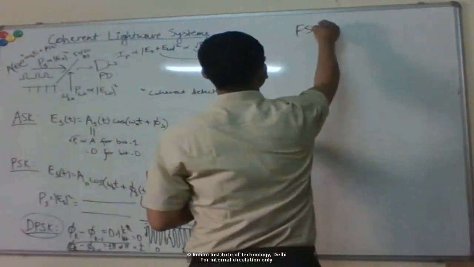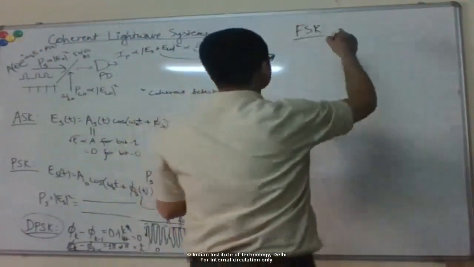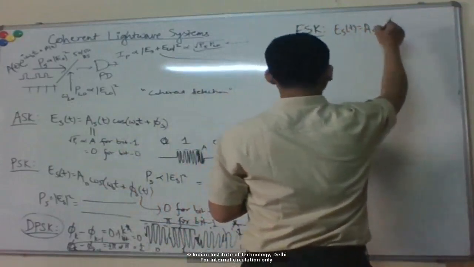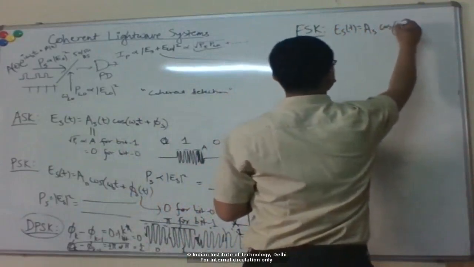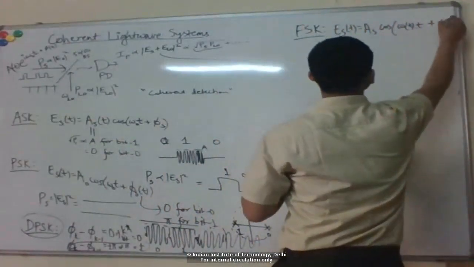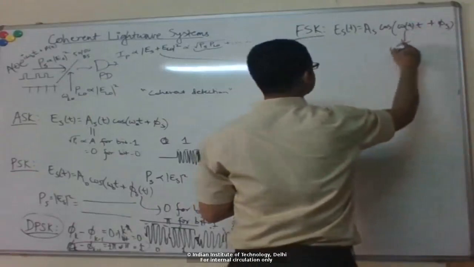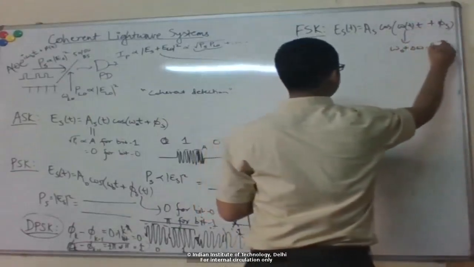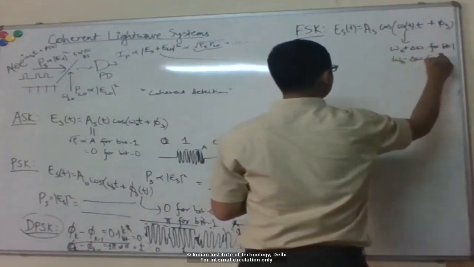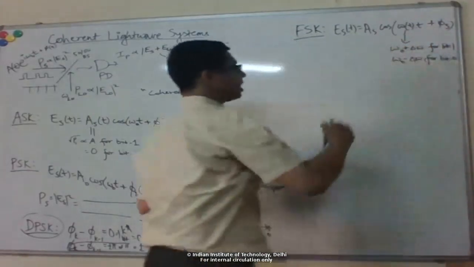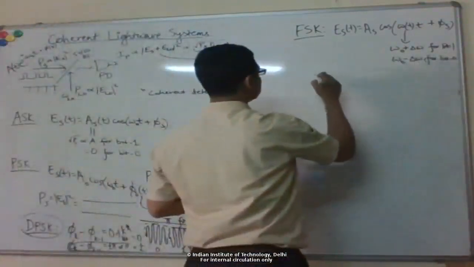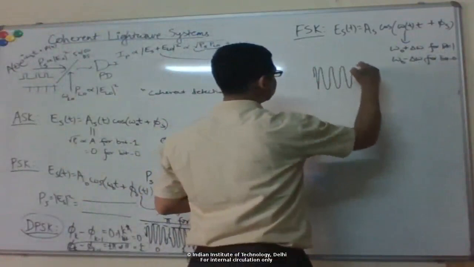So that's FSK, frequency shift keying. Basically my electric field again has some constant amplitude. Now my frequency varies with time with the bit. So this omega t, for example, is a slightly higher frequency for bit 1 and slightly lower frequency for bit 0. So I shift my carrier frequency slightly for the 2 bits. So it looks like this, which is of course exaggerated.